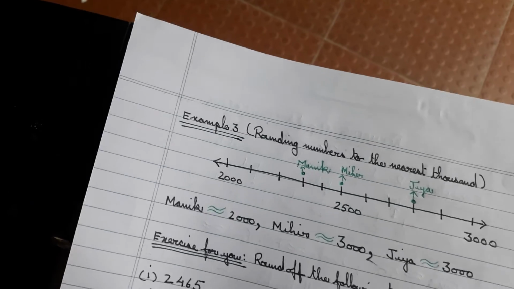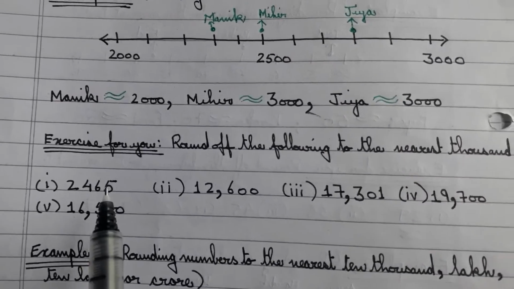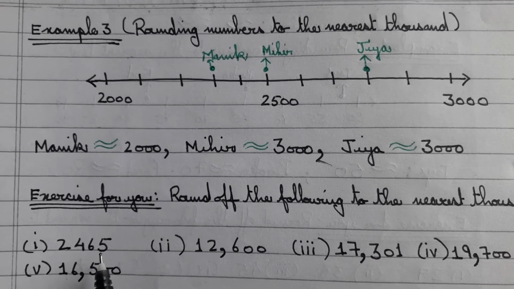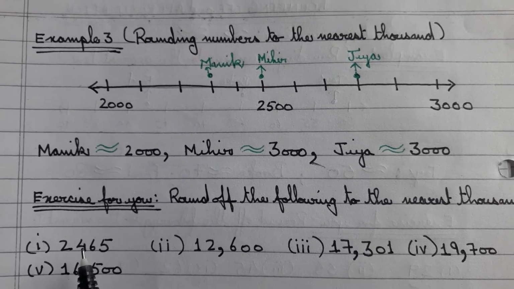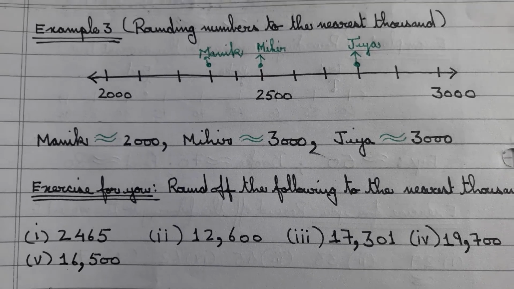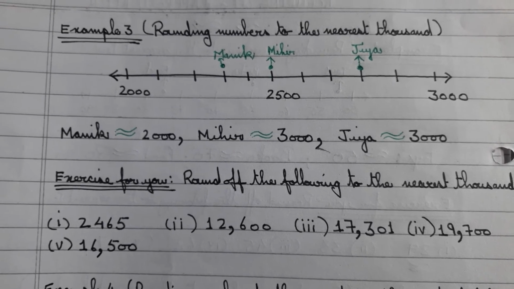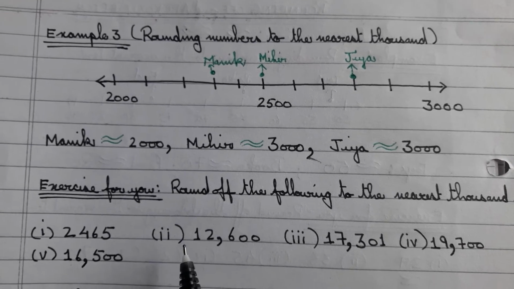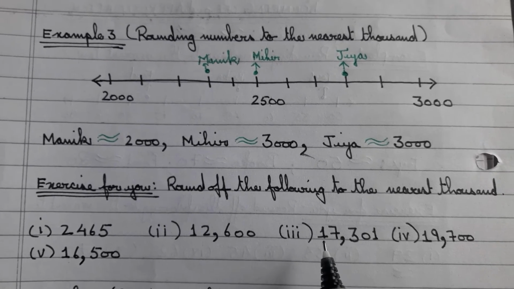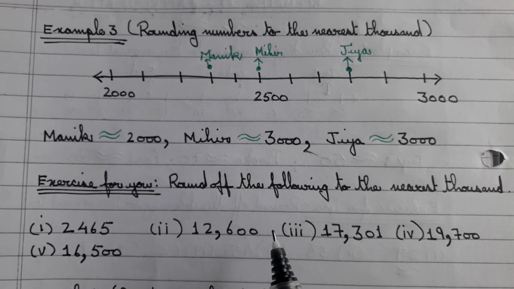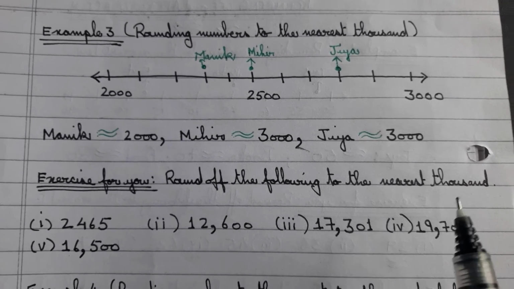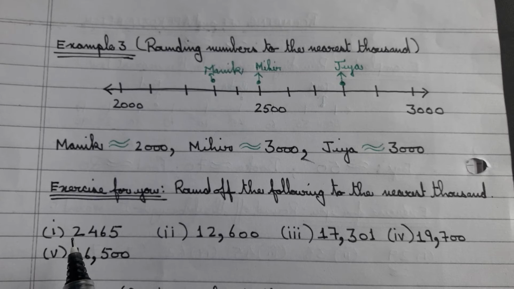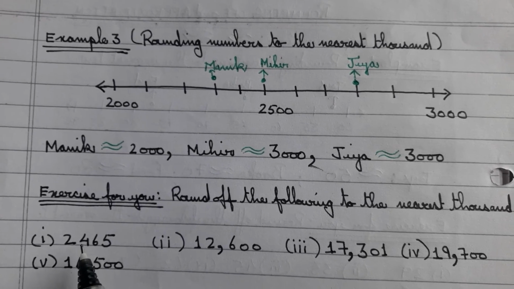All right. The same thing, if you look at this, 2465. Now 465 is close to 500, so 2500, right? And if it were a number line where it would be 3000, it will go towards 3000, but it will go to 2500. 12,600 will go to 13,000. All right. 17,301 will go to 17,000. 19,700 will go to 20,000. 16,500 will go to 17,000. And 2,465 will go to 2,500.